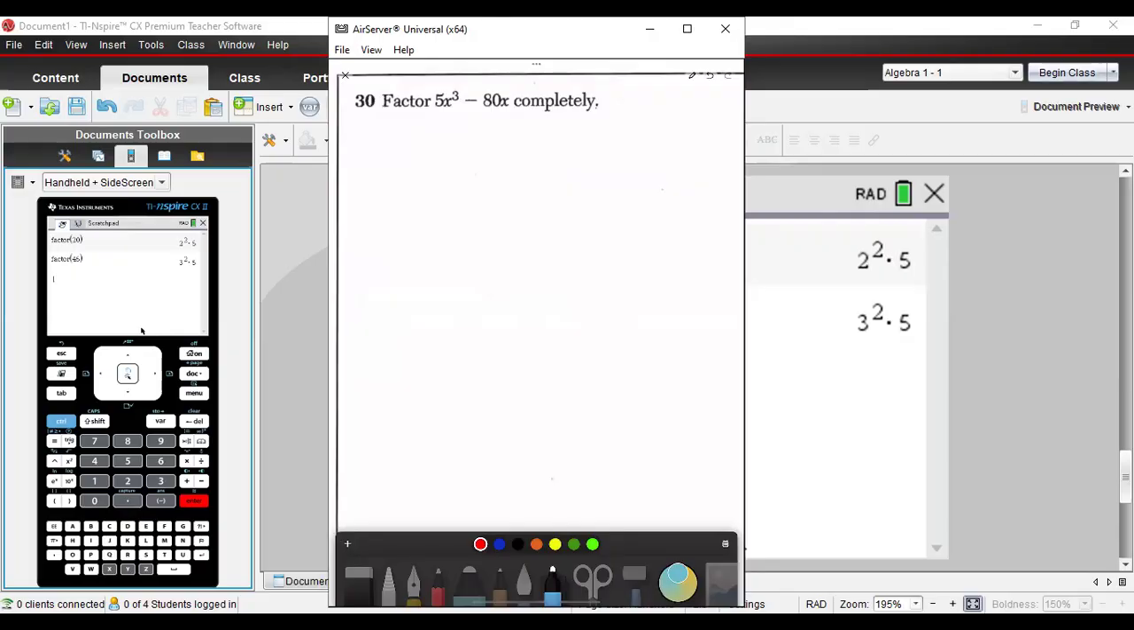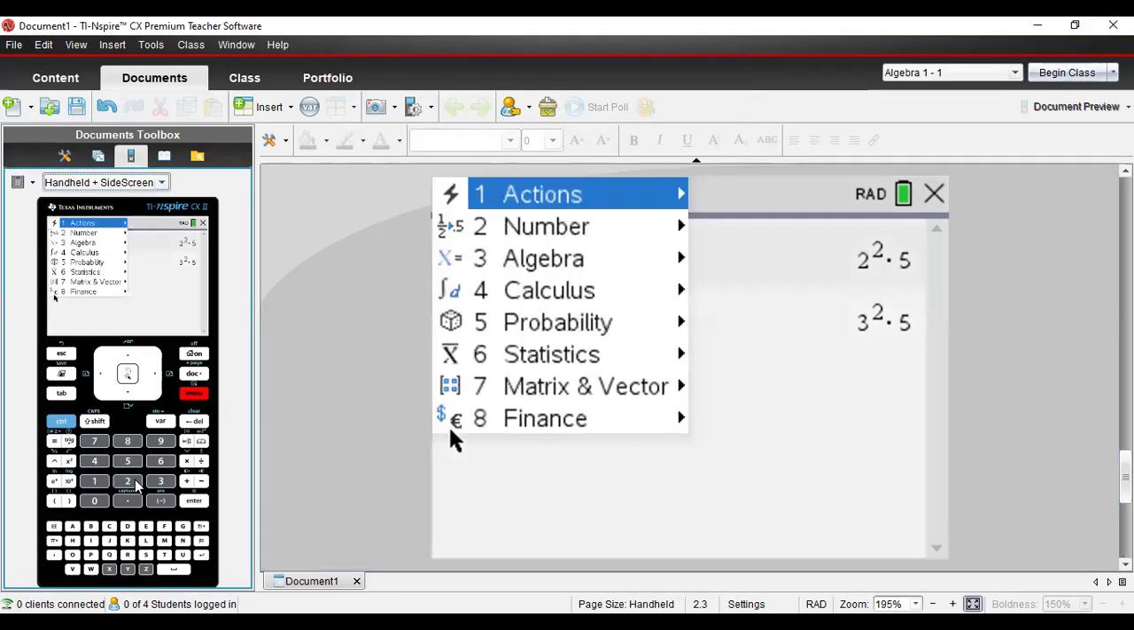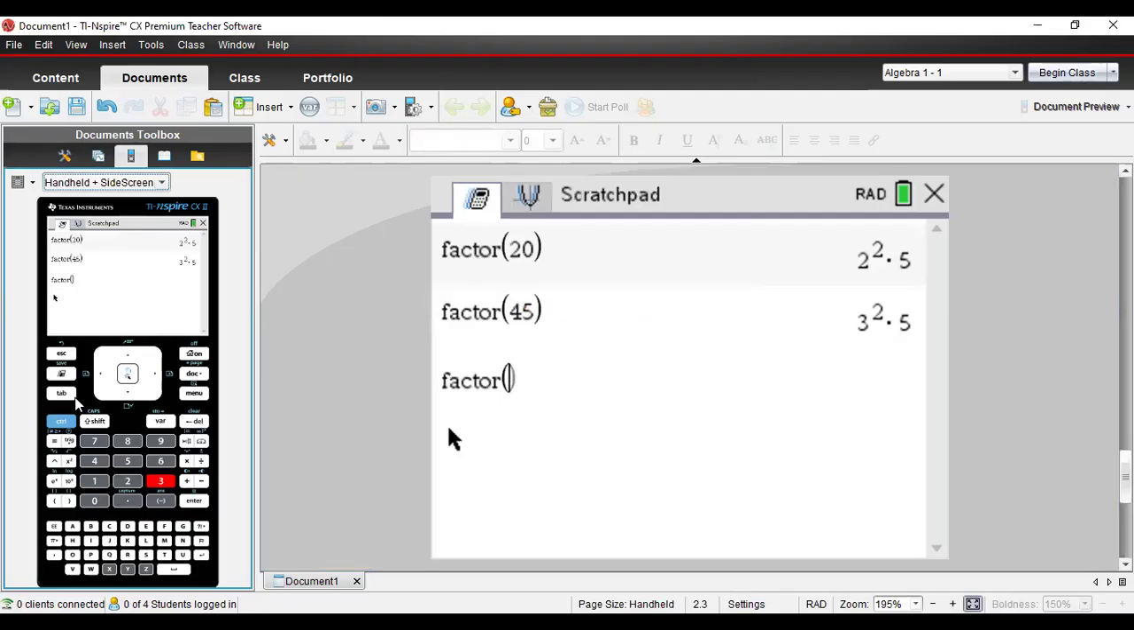All right, so here we go. We got 5x cubed minus 80x. I'm going to menu 23. 5 is a prime number, so there's nothing else for me to do there. But I'm going to do menu 23 on 80. So that's going to be 80. Boom. And that's 2 to the 4th times 5.